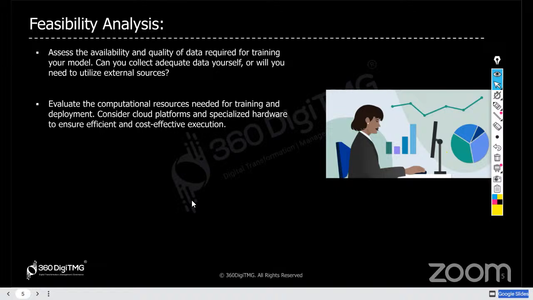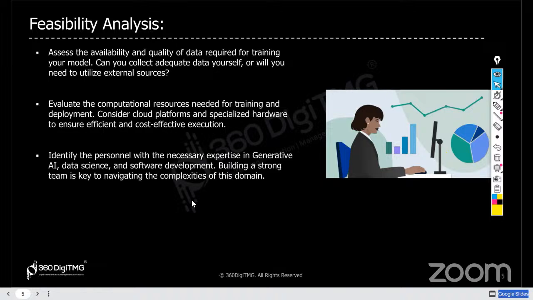Think about computing power, which you need for teaching your AI and making it work. Explore options like powerful computers in the cloud and special hardware to make things run well and not be costly. The cost effectiveness should be maintained based on the specialized hardware. So the computing side should also be considered when you are doing a feasibility analysis.